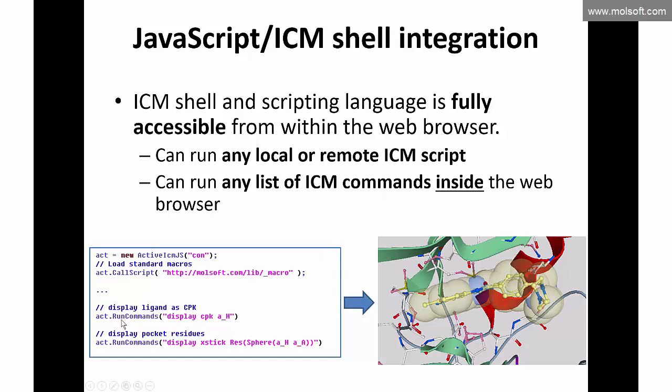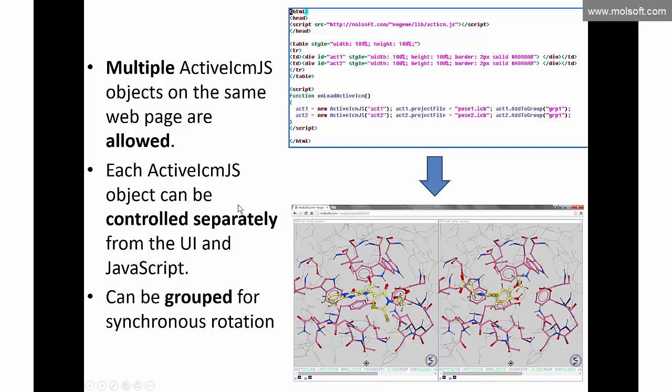So for example here, display CPK for the hydrogen, for het atoms, and this is a command to display stick for a sphere around a selection in ICM. You can also have multiple calls, and so multiple pages. Each ActiveICM can be controlled separately from the user interface and JavaScript, or they can be grouped for synchronous rotation.